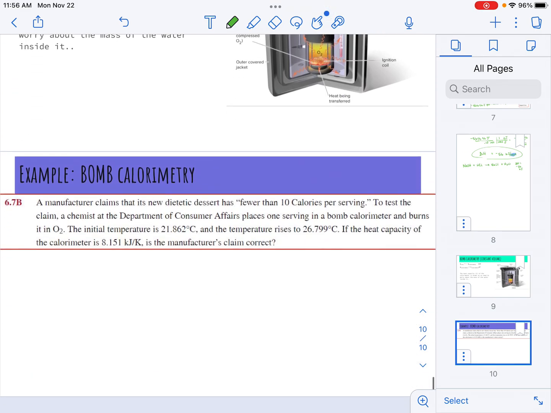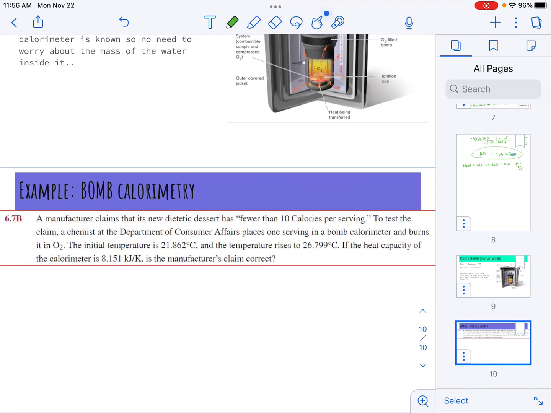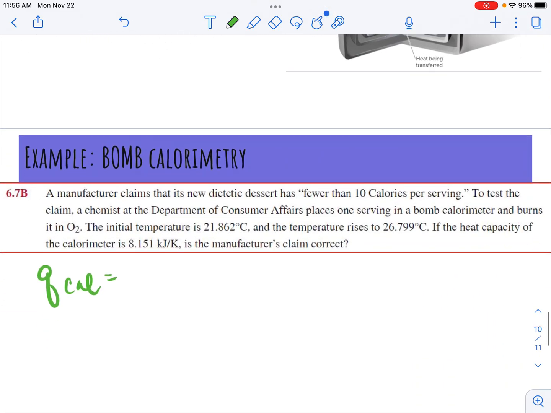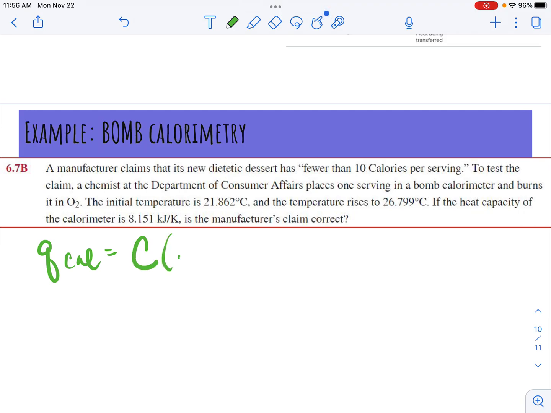Okay, so what I want to do is this question that uses this information with you really quickly. So we have a manufacturer claiming that the new dessert has fewer than 10 calories per serving. To test this claim, we're going to place 1 serving in the calorimeter, and the temperature change goes from 21.862 to 26.799. So I'm going to set this up. Q of the calorimeter equals the capacity of the calorimeter times the temperature change. And they gave me the capacity as 8.151 kilojoules per Kelvin. Don't let that Kelvin scare you.